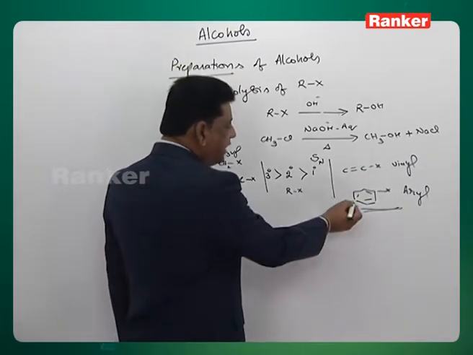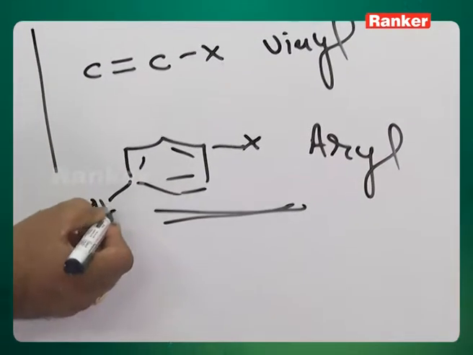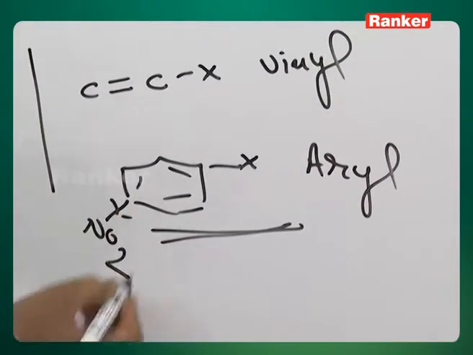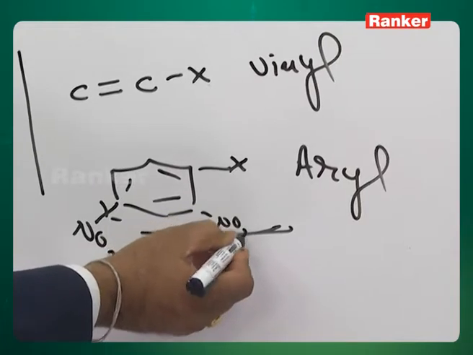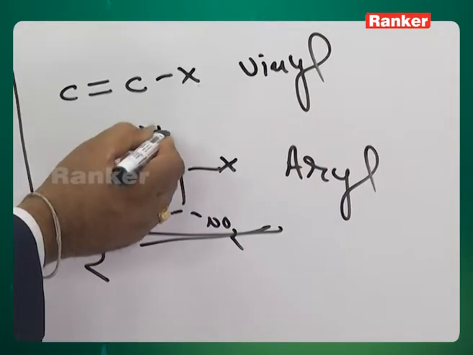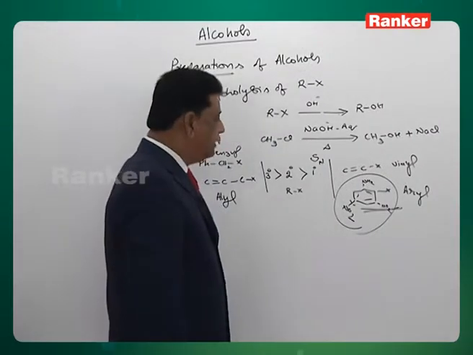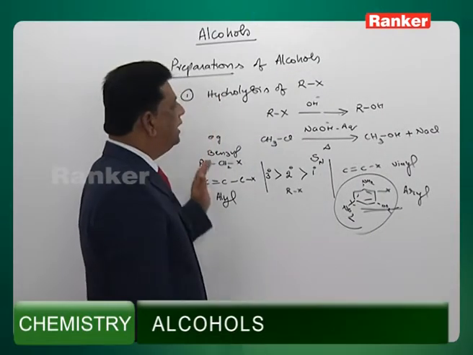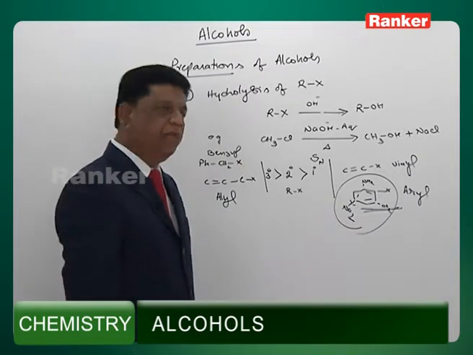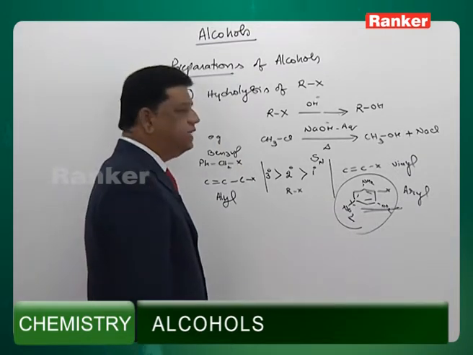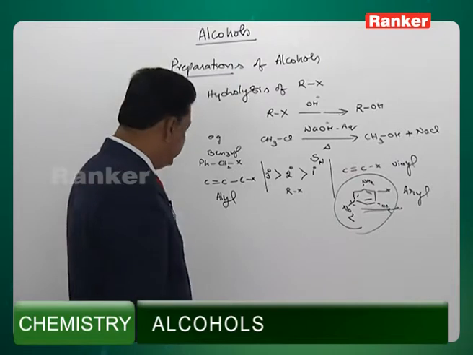However, in the aromatic case, if there are electron withdrawing groups at ortho and para positions, then this type of aryl halide also becomes slightly better at hydrolysis. But all the alkyl halides give the corresponding alcohol. This is the first and the simplest, easiest method also.